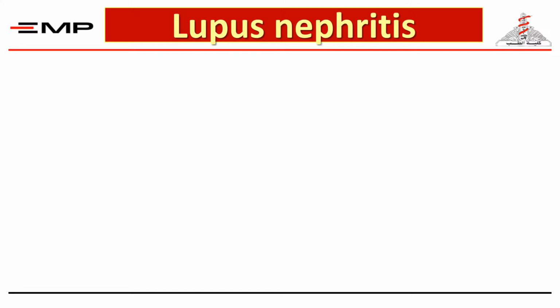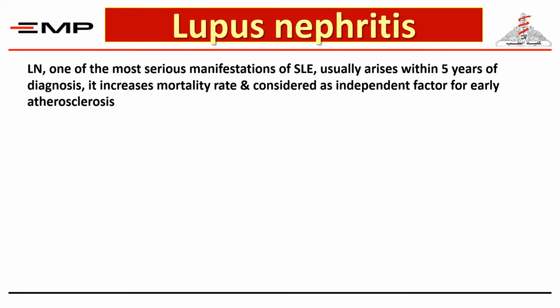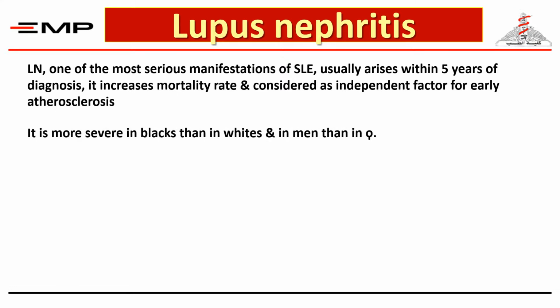Lupus nephritis. Lupus nephritis is a fearful and serious manifestation in lupus patients, and one of the most common causes of death, usually arising within 5 years of diagnosis. It increases the mortality and the morbidity in lupus patients and is considered an independent factor for early atherosclerosis. It is more severe in blacks than in whites and more in men than in women.